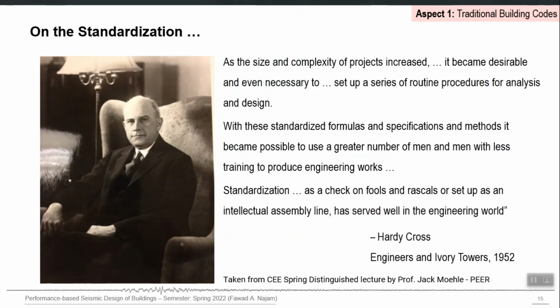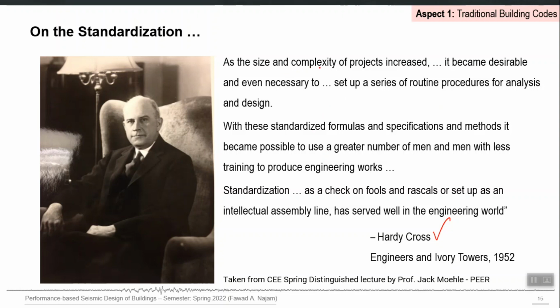In this context, I want to show you one interesting quote from Hardy Cross. He was actually the inventor of the moment distribution method, which was still being used, you can say, in recent past, before finite element analysis became the most widely used analysis procedure. He actually wrote a very interesting piece of information about standardization.